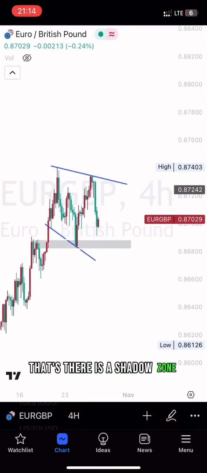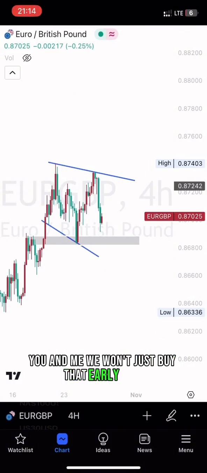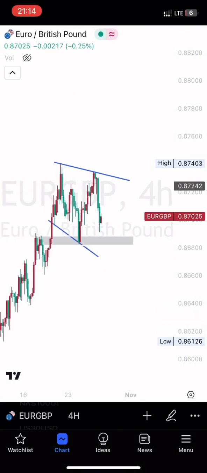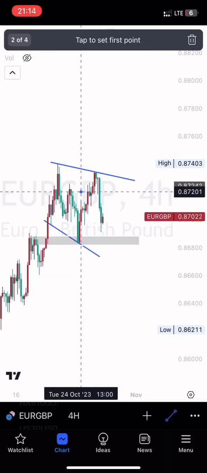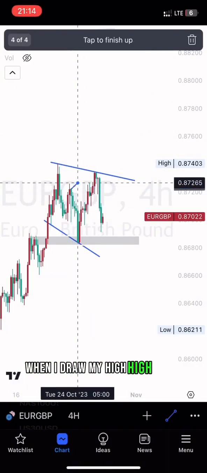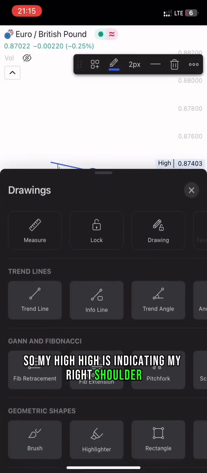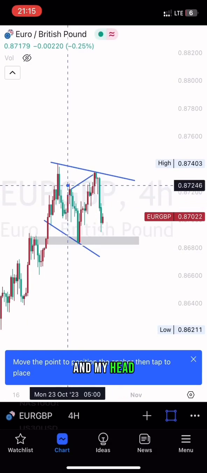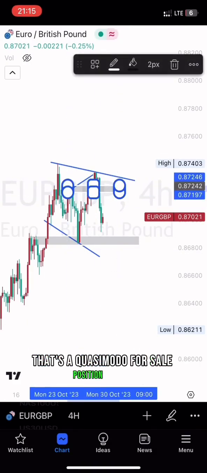That's there, there is a shadow zone. Most price willingly goes down there to hit the stop loss of the early buyers. But as for us, you and me, we won't just buy that early, we'll wait. Now I will show you how to enter here when I draw my higher high there. So my higher high is indicating my right shoulder and my head. That's a Quasimodo for a sell position there.